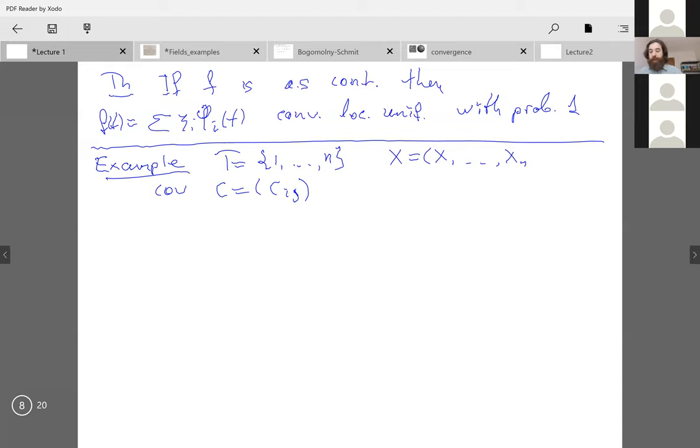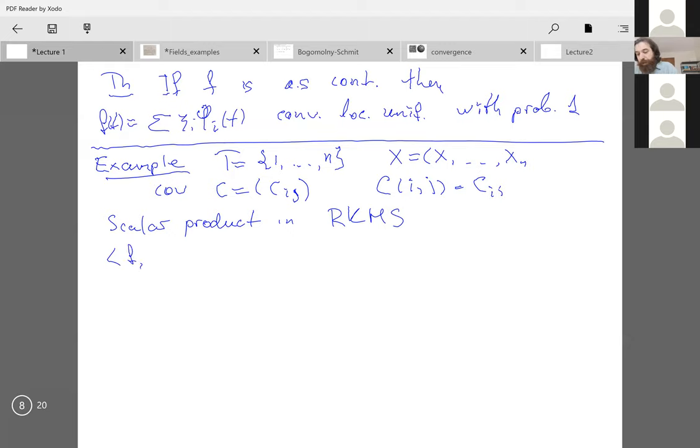matrix C with elements Cij, and in the spirit of previous functional notations, I will sometimes write C(i,j) instead of indices. And now what is our H? Of course, elements of H will be n-dimensional vectors. So what is the Hilbert structure? So the scalar product in our reproducing kernel Hilbert space.